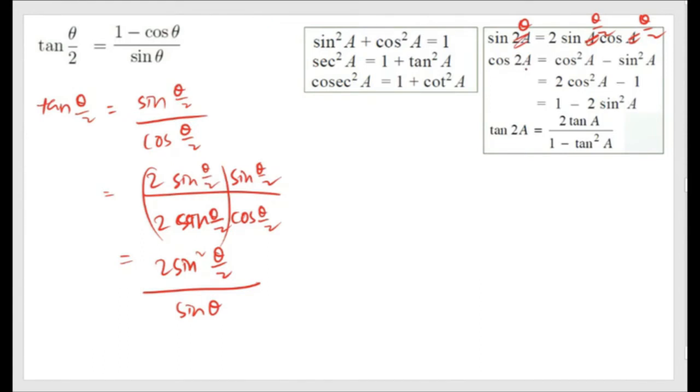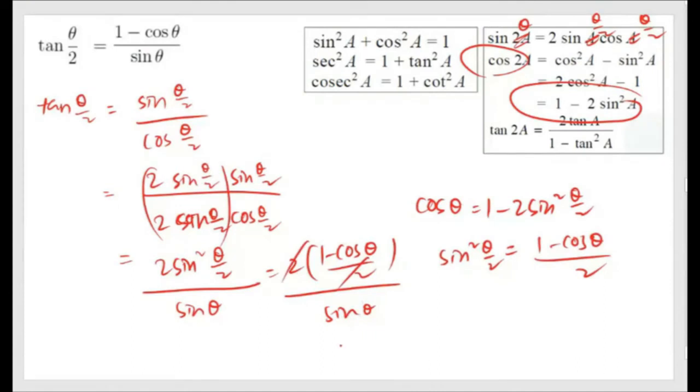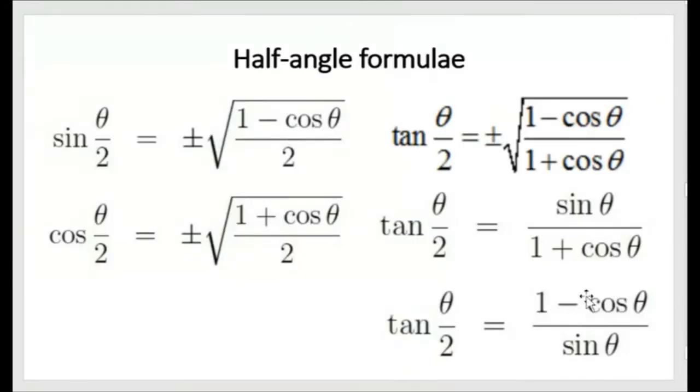So how to become cos? This one. Okay. Cos theta equal to 1 minus 2 sine square theta over 2. So sine square theta over 2 move to the left hand side, so you will get 1 minus cos theta over 2. Okay. So it becomes 2 times 1 minus cos theta over 2 over sine theta. So it's 1 minus cos theta over sine theta. Proof. Okay. So this is how we get the half angle formulas 1, 2, 3, 4, 5.